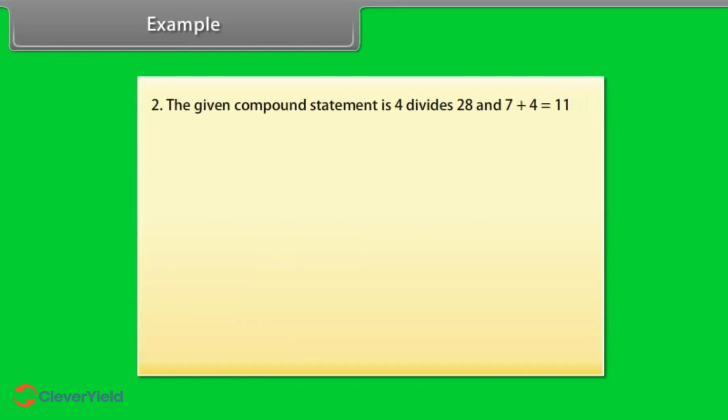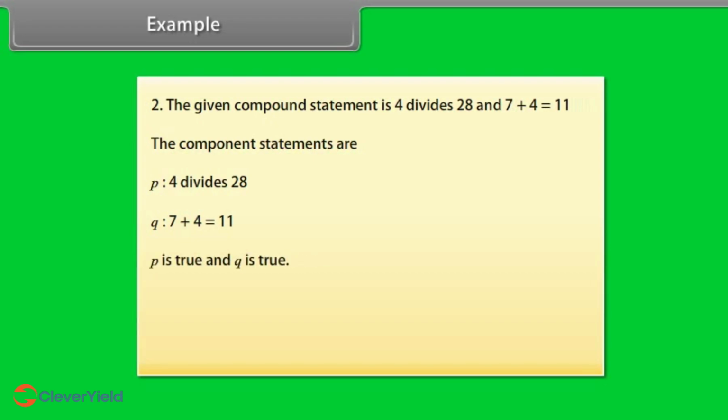2. The given compound statement is 4 divides 28 and 7 plus 4 is equal to 11. The component statements are P: 4 divides 28. Q: 7 plus 4 is equal to 11. P is true and Q is true. Hence, P and Q is true.